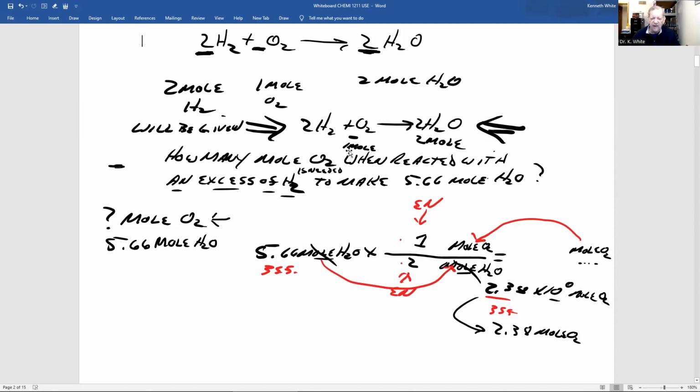The balanced chemical equation tells you molar relationships. 2 moles of hydrogen, but because we're in excess, I can just ignore it. But 1 mole of oxygen, that's where I got the 1, makes 2 moles of water. Units cancel out, and there's my answer.